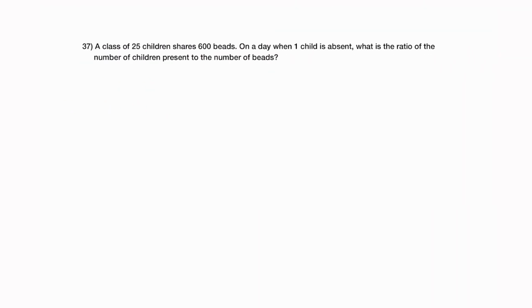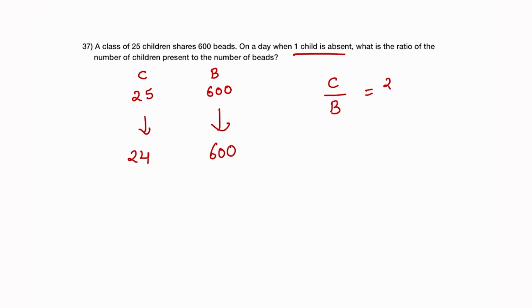Second last question. A class of 25 children shares 600 beads. So you have 25 children and they are sharing 600 beads. So we say children here and beads here. On a day when one child is absent, one is absent, right? So this becomes 24. What is the ratio of the number of children present to the number of beads? The beads are not changing, right? It's only one child that's absent. So beads remains the same. So we have to find the ratio of the number of children to the number of beads. That's basically 24 over 600.